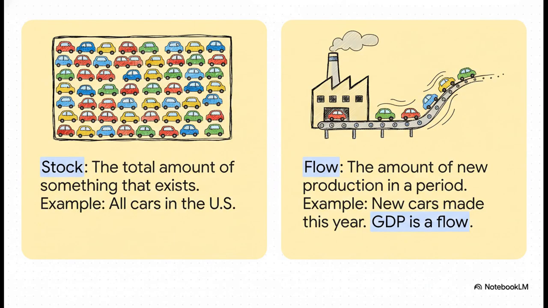And here's another key distinction, especially for your class: the idea of stocks versus flows. Think of it like this. The total number of cars that exist in the US right now, that's a stock. It's a snapshot. But the number of new cars that were built this year, that's a flow. GDP is all about the flow. It measures the new stuff being added to the economy.